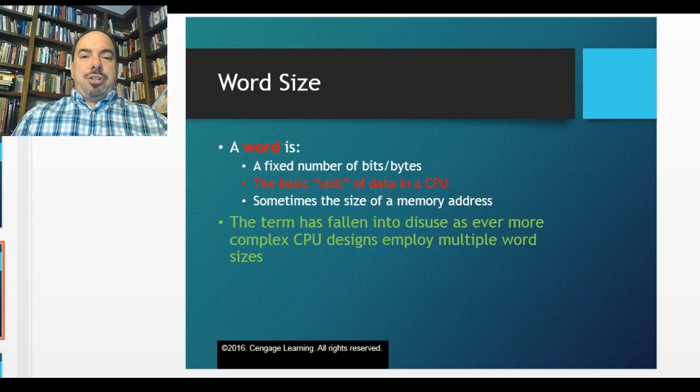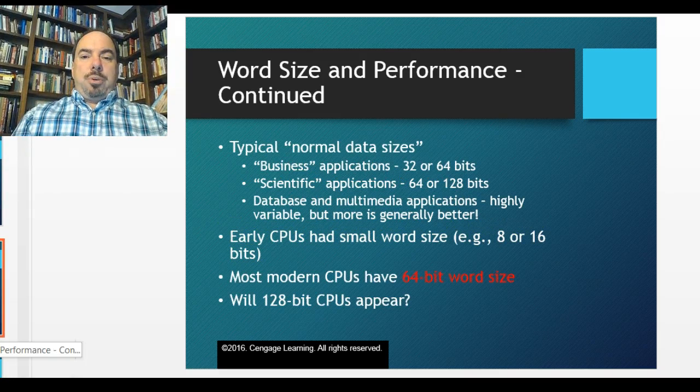And the size of the register is actually measured in words. This is the basic unit of data for how we measure register size in CPUs. We don't talk in terms of word size anymore. We tend to talk about bit size. So a 32-bit processor, a 64-bit processor, this is just the width of the register.